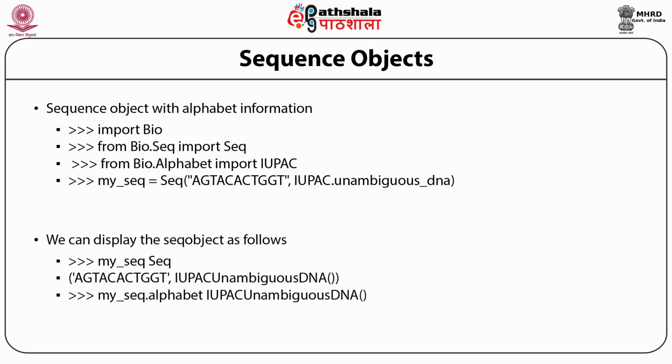If you want to display my_seq, which is the sequence object, I just have to type the name of the sequence object here. So I just say my_seq. It displays the sequence object: the sequence in inverted commas as a string followed by the IUPAC alphabet, which is unambiguous DNA. So that is how we create and display a sequence object.